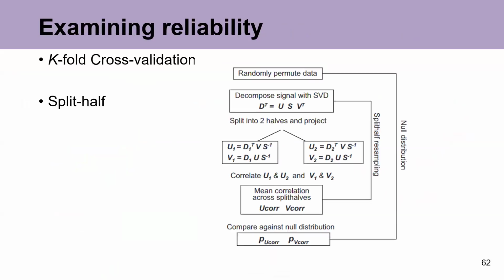There are also other ways of examining the reliability, for example, the k-fold cross-validation or the split half. And nowadays, if you're running PLS, there is a very high chance that the reviewers will ask for this.